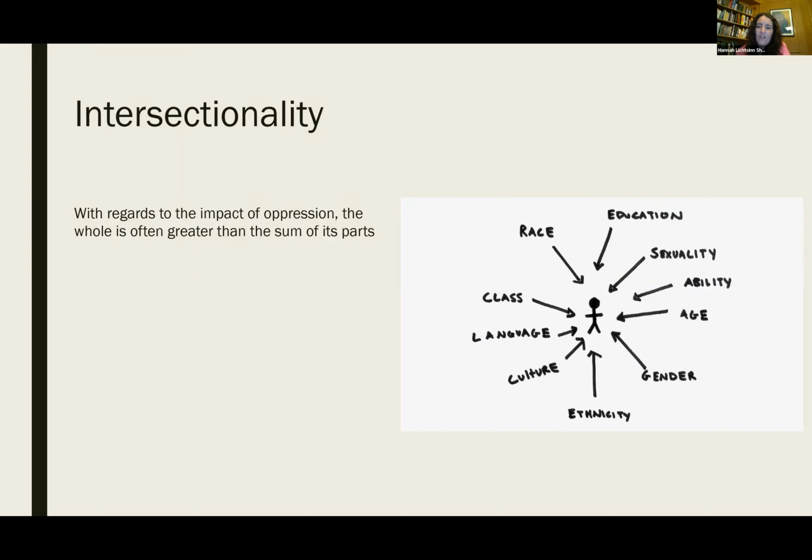Somebody who is a gender minority or a sexual minority or not wealthy, you know, all of these things, someone who doesn't speak the language that is the most commonly spoken language in their community, someone who's an immigrant who doesn't have perhaps the right papers or documentation, all of these things are sources of oppression, and it's the intersection of these identities that we need to focus on.